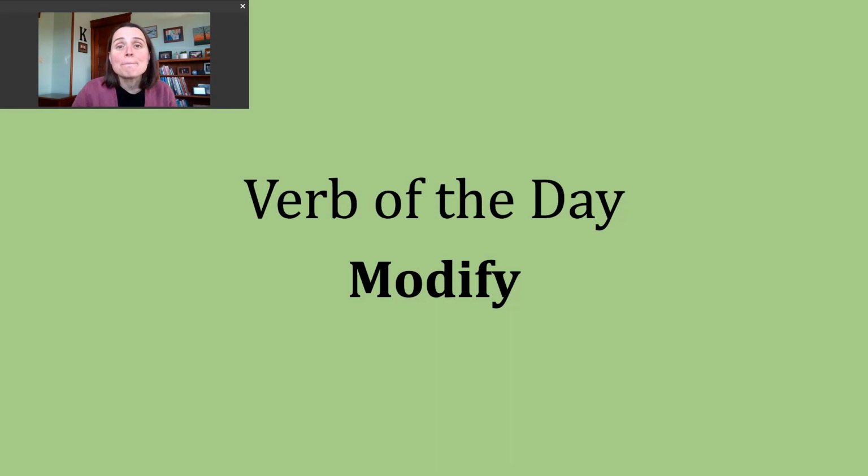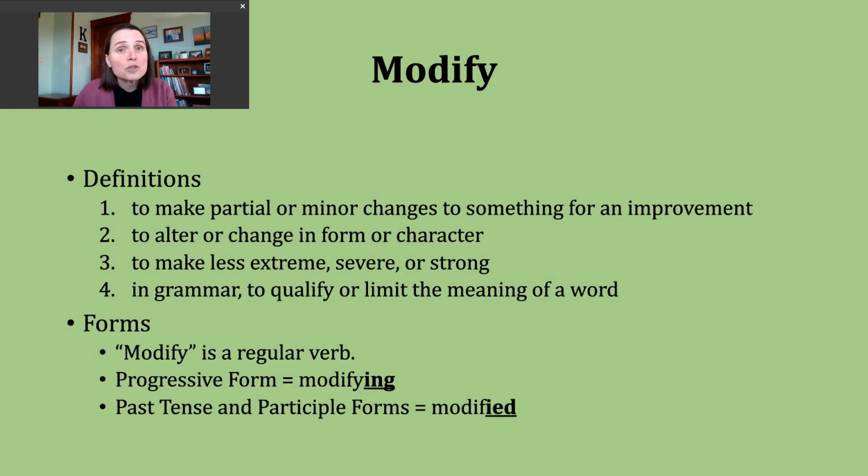Today's verb is modify. Let's take a moment and review some of the definitions or the ways that we can use this verb. The first way you might hear modify used is to mean to make a partial or minor change to something in order to improve it or make it better. Another related definition for the verb modify is to alter or change the form or character of something. A third way we use modify can mean to make something less extreme or severe or even not as strong.